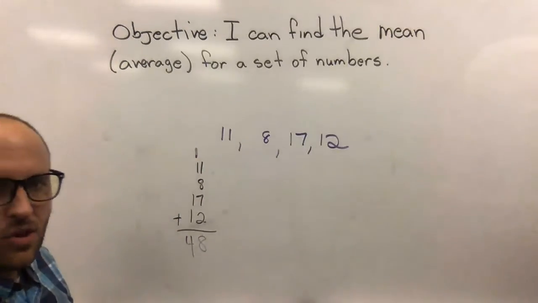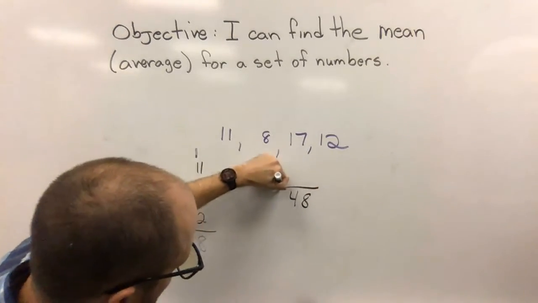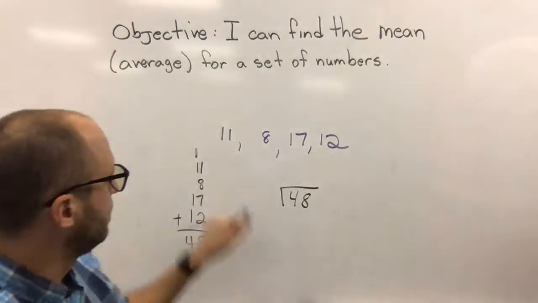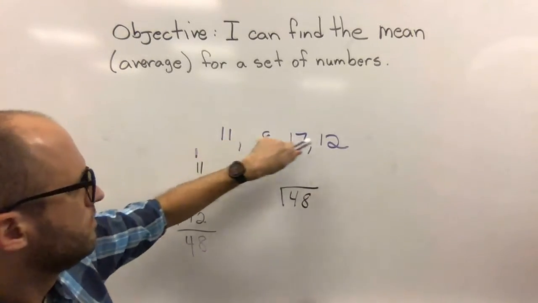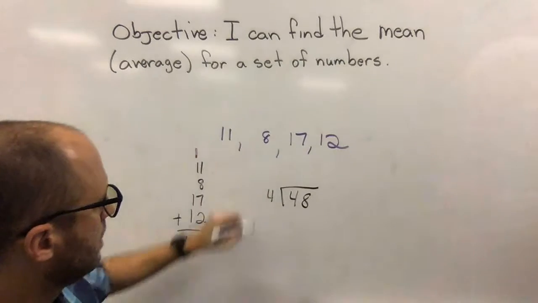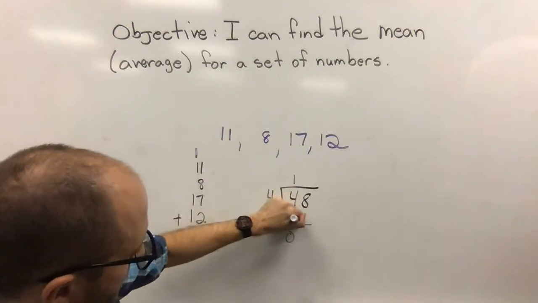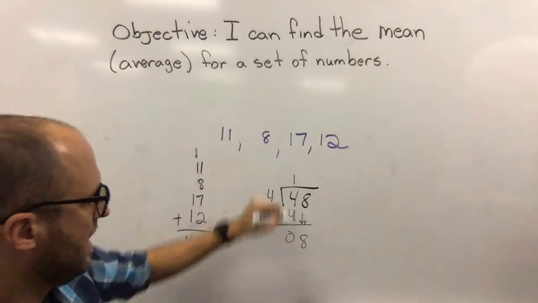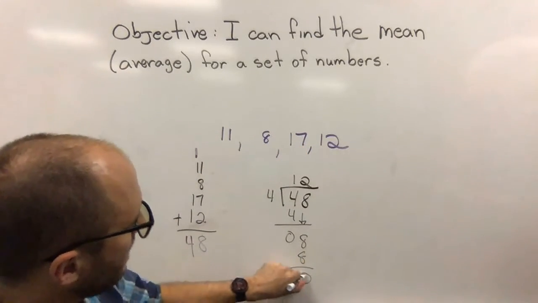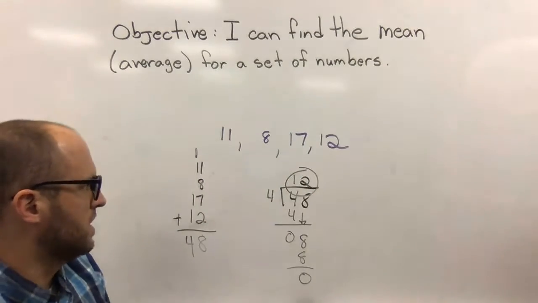So after you find the total, the next step is division. So you take your 48, that's your dividend, and you're going to divide by the amount of numbers in your group. For this problem, we have 4 numbers. So I divide by 4. 4 goes into 4 one time. We bring down the 8. And 4 goes into 8 two times. So our mean here, or average, would be 12 for this set of problems.